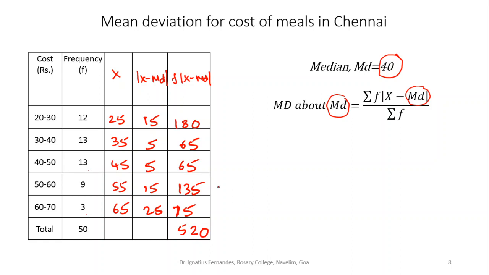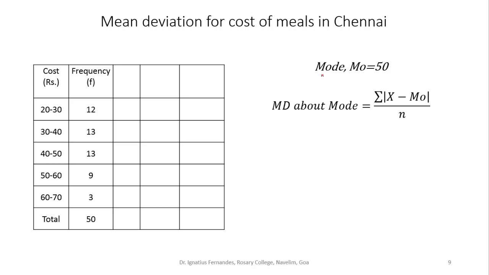If I add all this, we are doing exactly the same thing. This is 520 divided by 50, which is 10.4. Because the median was the same as the mean, we get the same result even in this case. The same way, we find the mean deviation about mode. The mode for this data set was 50.